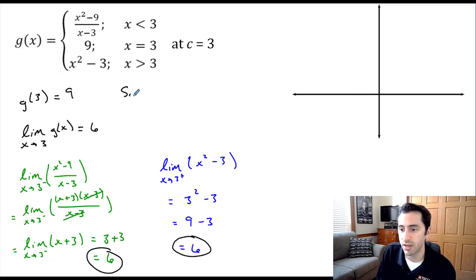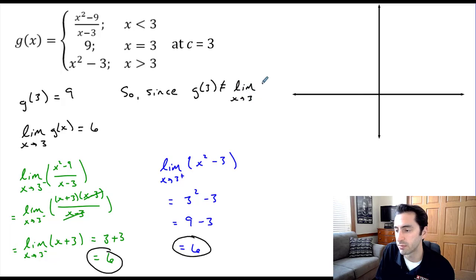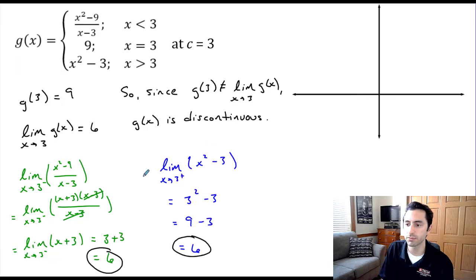So to summarize that, let's say, because g of 3 is not equal to the limit as we approach 3, our function is discontinuous. So I want to finish up by sketching a graph of our piecewise function just so we can take a look and visualize what this discontinuity looks like.